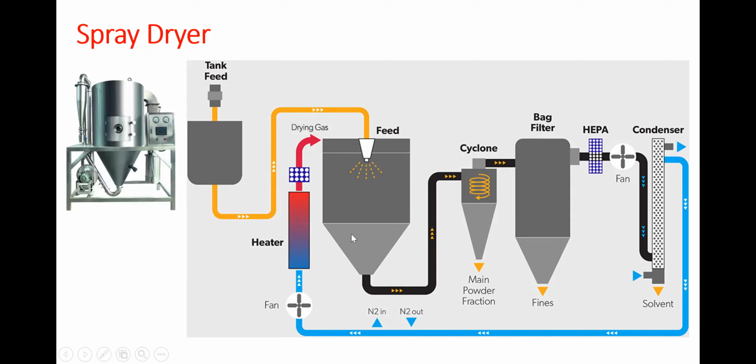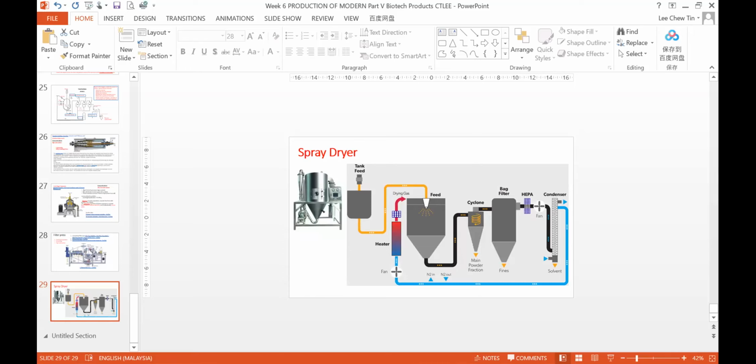Okay, so I have already explained 4 major downstream processing units that you should be able to articulate. This is the last slide for this lecture. I look forward to your further questions.